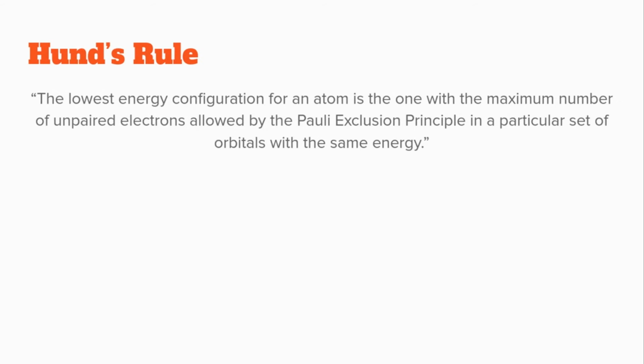Another rule is Hund's rule. So the lowest energy for an atom is one with the maximum number of unpaired electrons. So the electrons do not want to pair up unless they have to. So if we can keep them all singular in their orbitals, that will be the lowest energy possible.